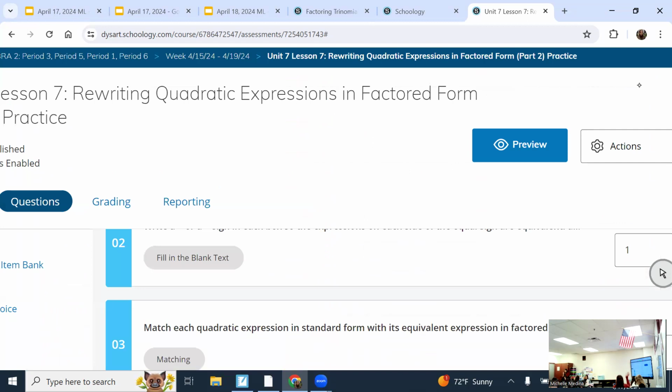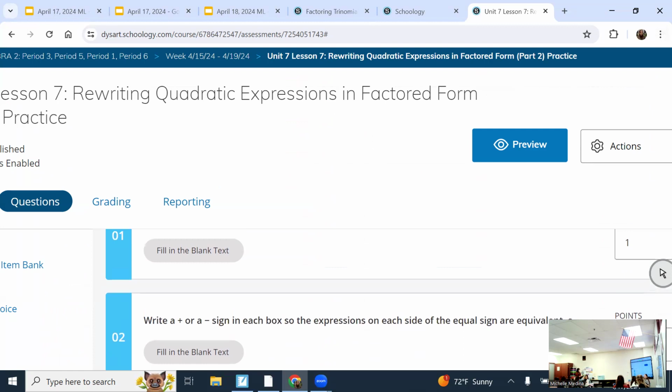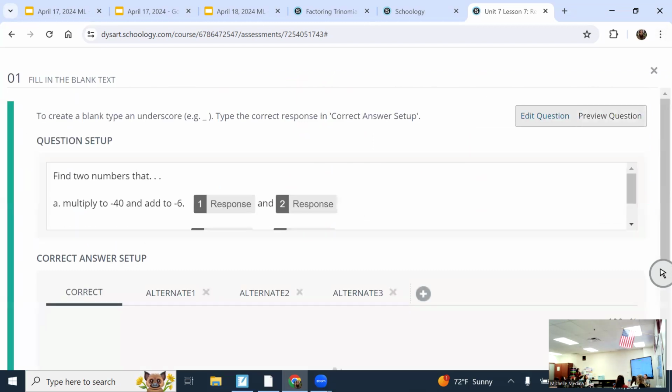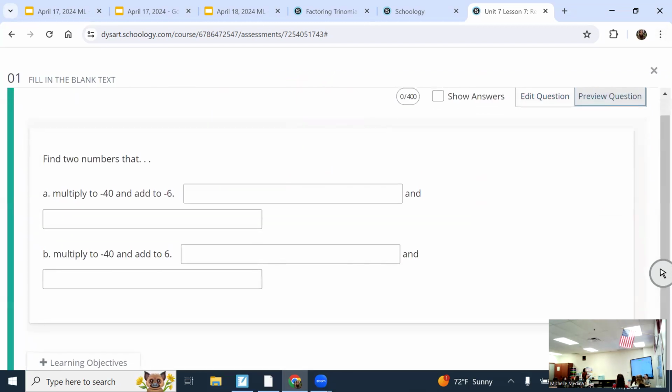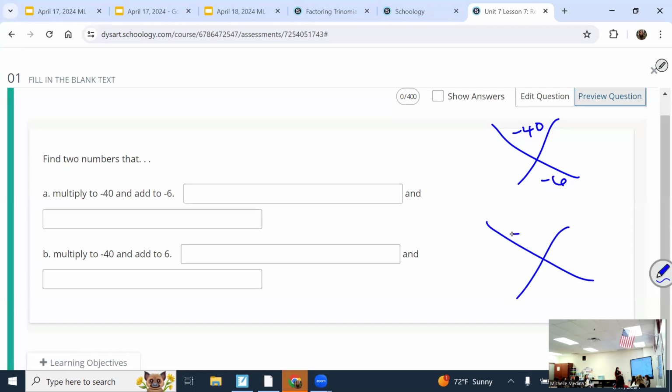Other questions at all, Faith, on this one? So we have find two numbers that multiply to negative 40 and add to negative 6, and then multiply to negative 40 and add to 6. Remember, this is kind of like our diamond method. We want to know what multiplies to the top and adds to the bottom. And then for here, we're multiplying from negative 40, adding to positive 6.